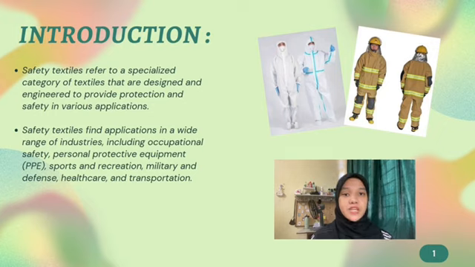The title that our group chose is Safety Textiles. Safety textiles refer to a specialized category of textiles that are designed and engineered to provide protection and safety in various applications. These textiles are created by incorporating specific features, technologies, or materials that enhance their ability to withstand hazardous conditions and minimize risks to individuals. Safety textiles find application in a wide range of industries, including occupational safety, personal protective equipment or PPE, sports and recreation, military and defense, healthcare, and also transportation.